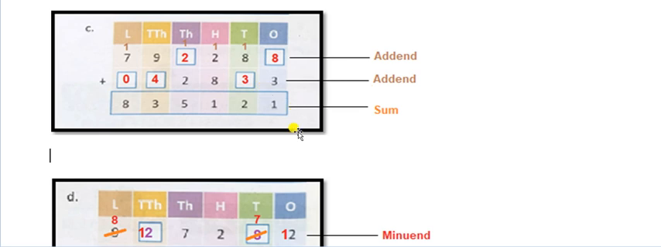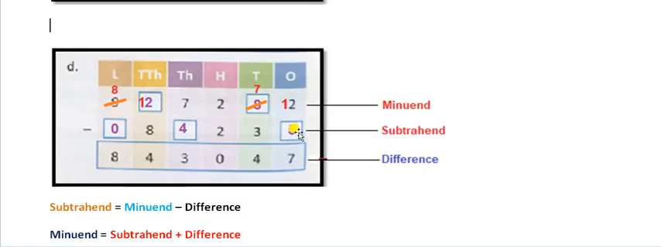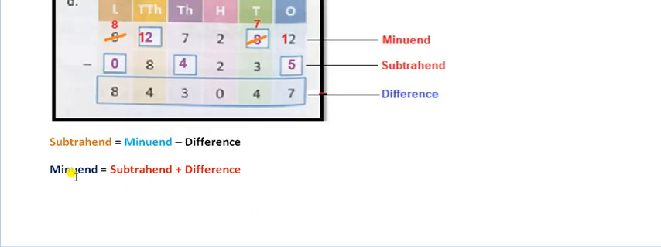Now come to the opposite of addition. Here we'll find a different process. In subtraction, the first number, the bigger number, is considered the minuend. The number being subtracted is the subtrahend, and the answer we get is the difference. Whenever we have to find the minuend digit, I have defined a formula here: the minuend can be obtained by adding the subtrahend and the difference.